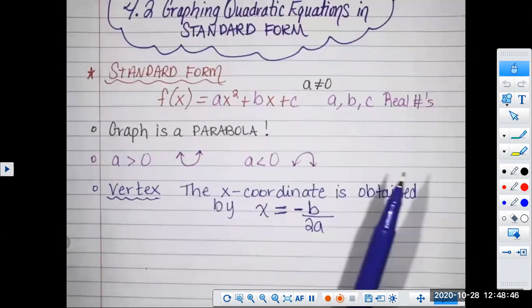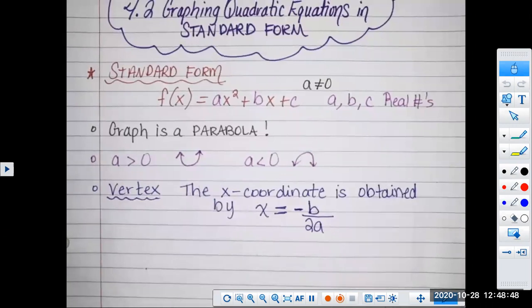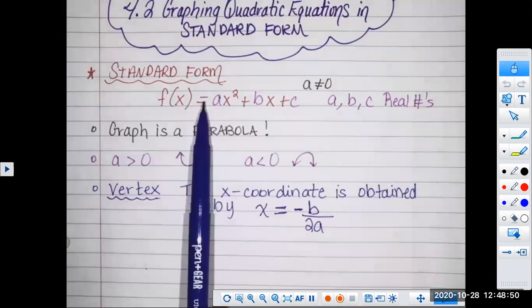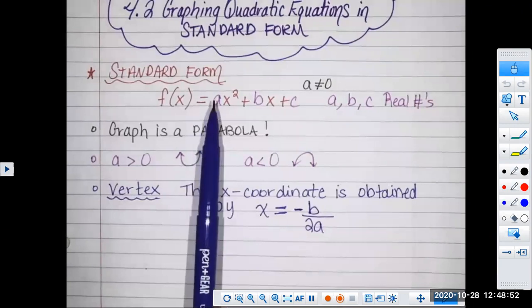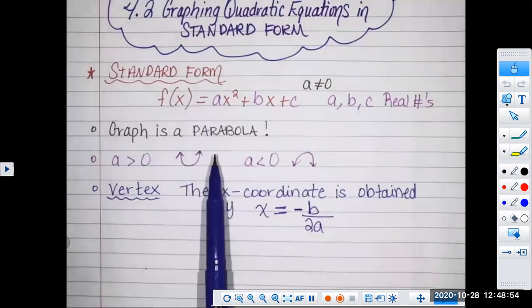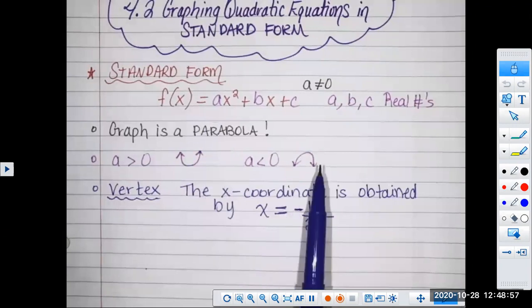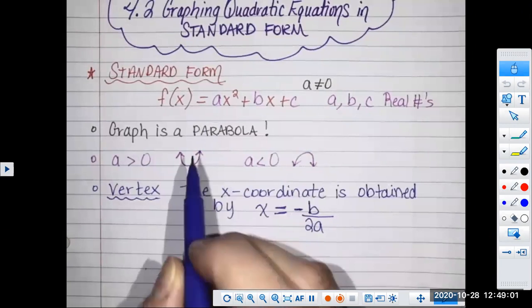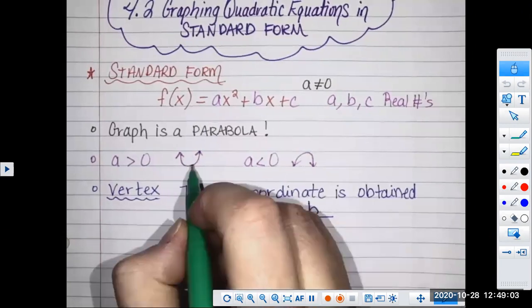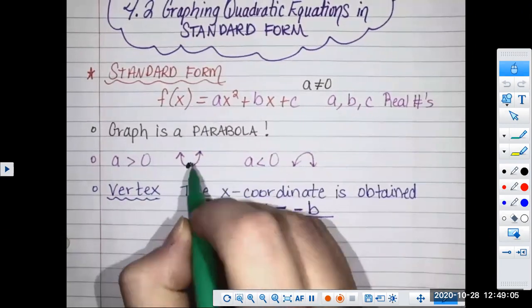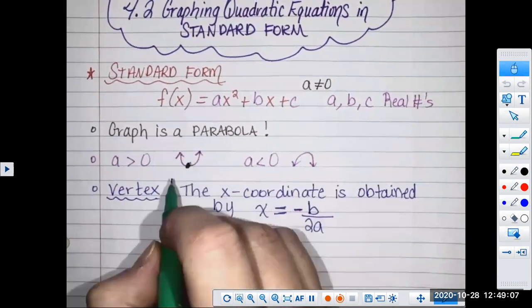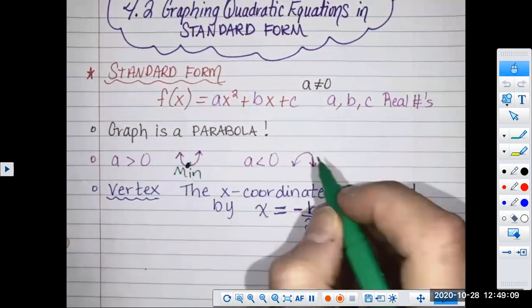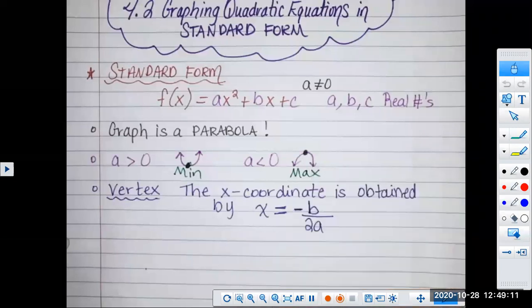So similar to vertex form, we looked at the leading coefficient in front, a, in vertex form. If it was positive, your parabola is going up. If it's negative, parabola is going down. So if your parabola is going up, what did we call that vertex? What did we call this vertex? Good. And then if your parabola is flipped down, your vertex is a maximum. So that's still the same.